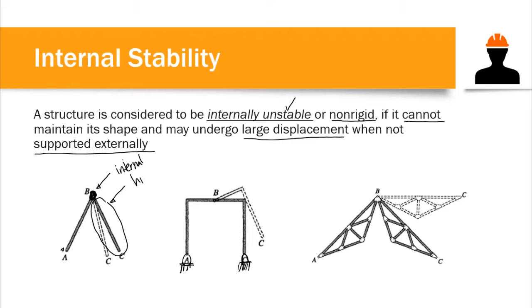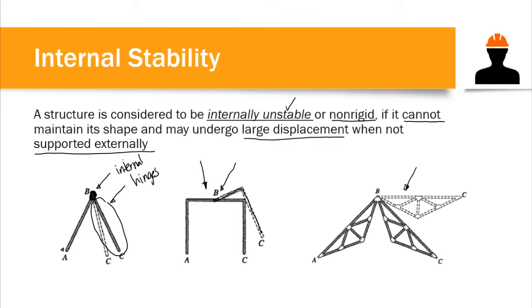So if we have internal hinges at point B, there would be a possibility that leg BC would have a large displacement, or it would move, or possibly it would have a rotation. The same as with this frame B, we have an internal hinge at B. If we omit the support at point A and point C, there would be a possibility that leg BC would also have a rotation, and the same as with this truss here.